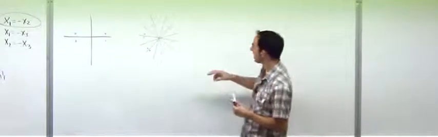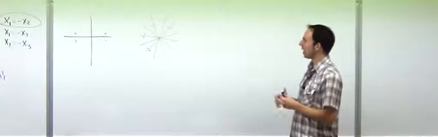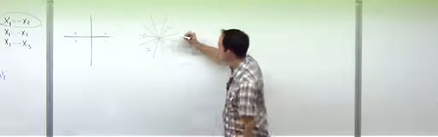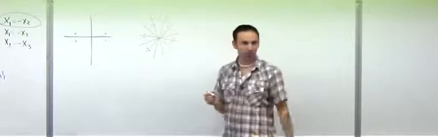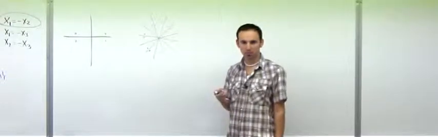12? 12. Thank you. And why 12? Because I chose this to be an angle of 360 divided by 12. And if I chose the angle to be 360 divided by an integer, then I'm going to get that many copies of myself, and it's going to be the dihedral group.